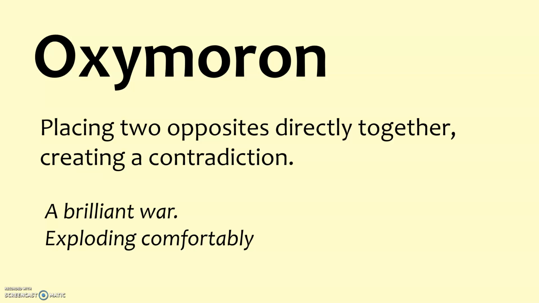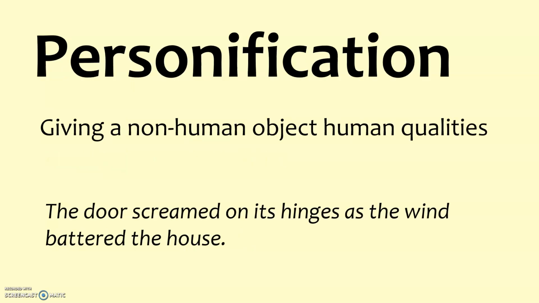Oxymoron, different to juxtaposition because this is where you place two opposites directly together and it creates some sort of contradiction, something which doesn't really work together. For example, if you talked about a brilliant war, how can war be brilliant? That is an oxymoron, as is, which is taken from Storm on the Island again, the line "exploding comfortably". How can something explode comfortably? Those two words don't sit together, so they're an oxymoron. It's when it's done deliberately.